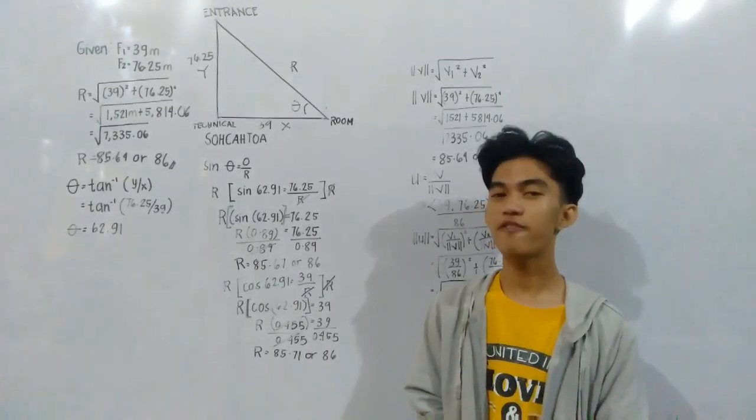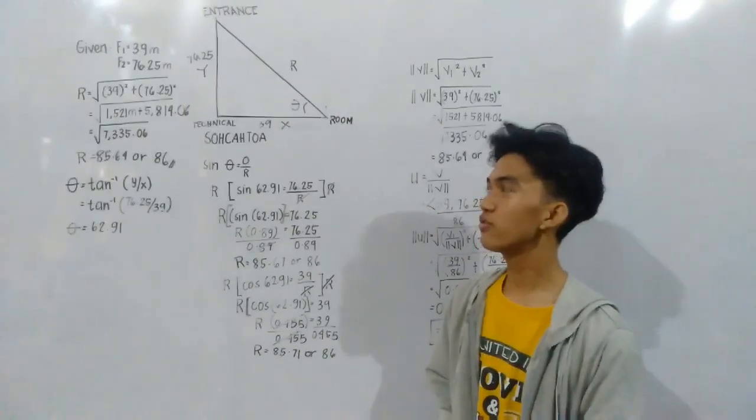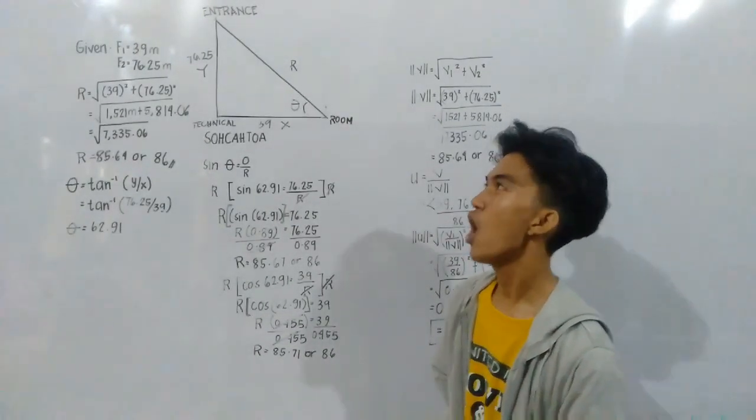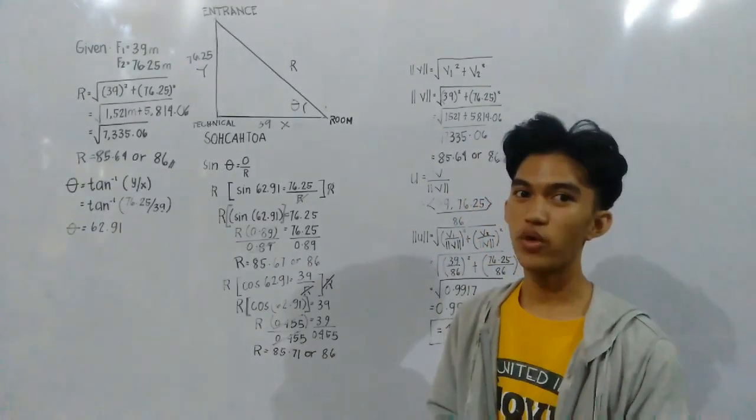So at first, we're going to find the resultant vector. So resultant vector has a formula of f1 squared.